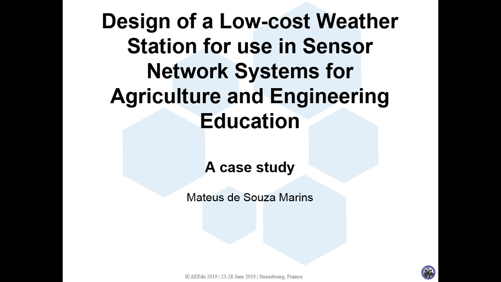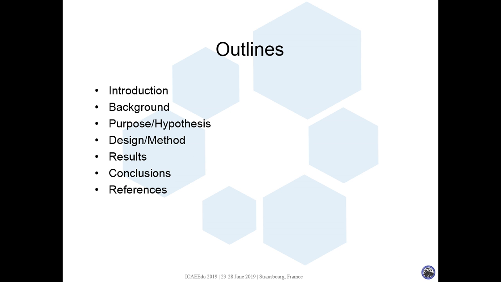Design of a low-cost weather station for use in sensor network systems for agriculture and engineering education. A case study realized by Matheus de Souza Marins and others at Centro Federal de Educação Tecnológica de Minas Gerais, Leopoldina, Brazil. This presentation is subdivided into a brief introduction and background, followed by the purpose of the work and the method used to do it, the results, the conclusions we may draw from it, and the references in the end.